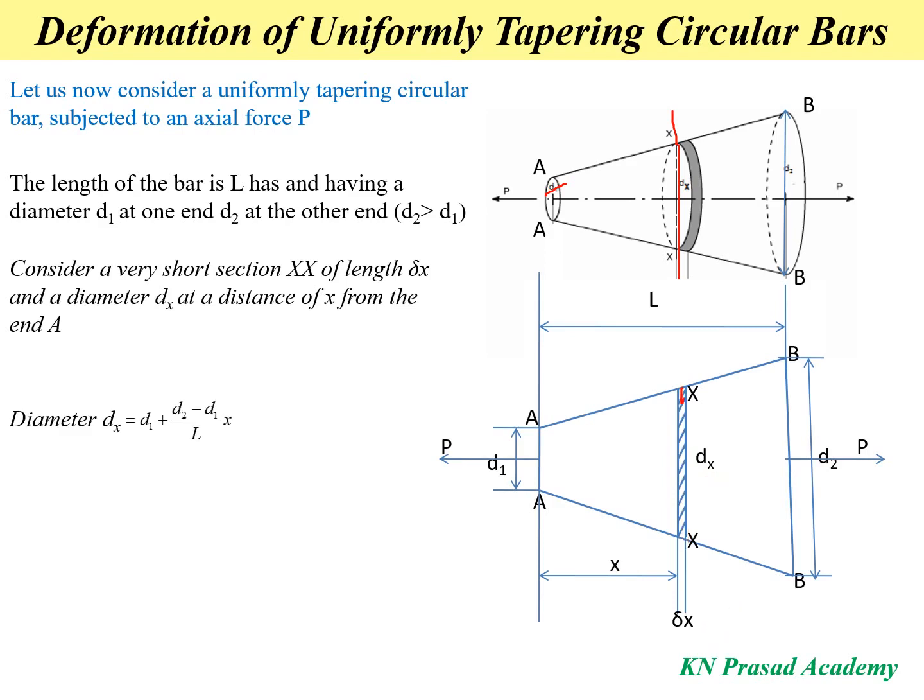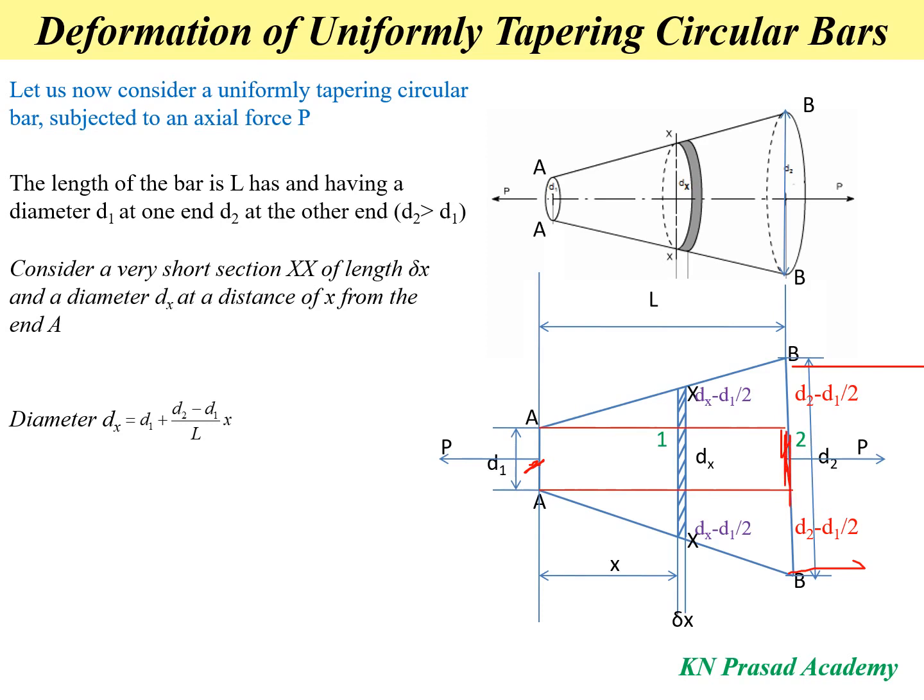Now the diameter of the smaller section, that is dx, is equal to d1 plus (d2 minus d1) divided by L into x. Now the question is how this relation came. For this, first I have to observe the diagram. Here this is the diameter d1, and this is the diameter d2.